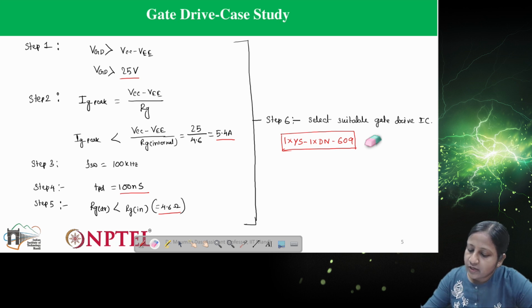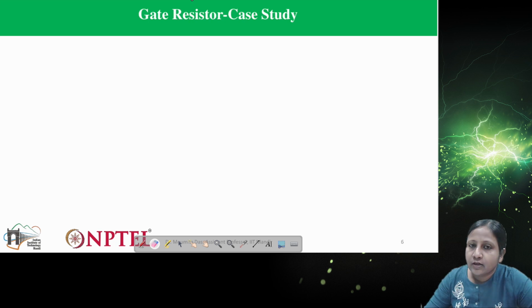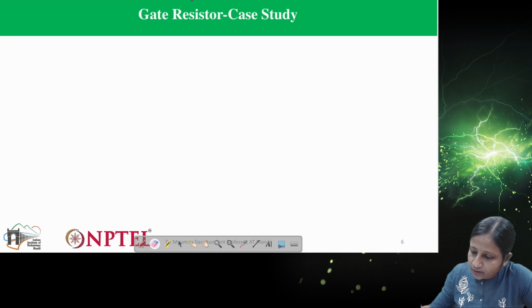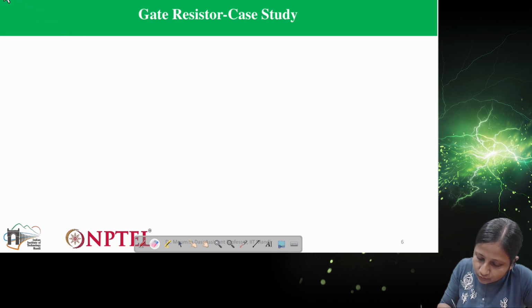Now we have all the main components. Now the additional thing which we need for a gate drive design is the gate resistor. So what should be the value of the gate resistor? So generally what happens when we consider this gate resistance, only two things we need to consider.